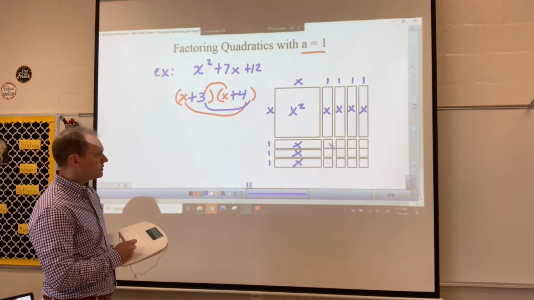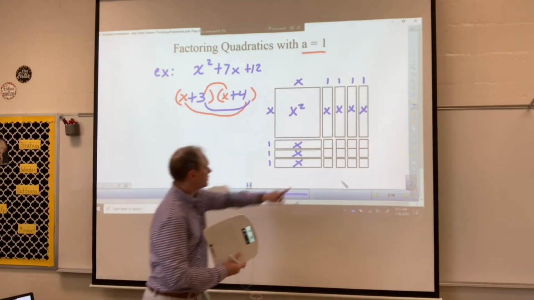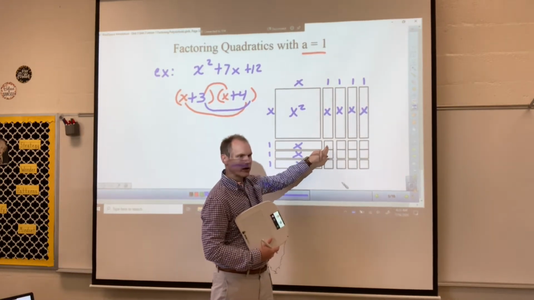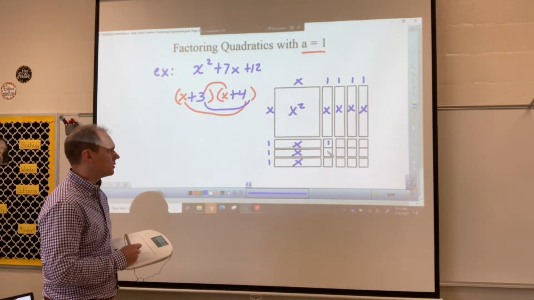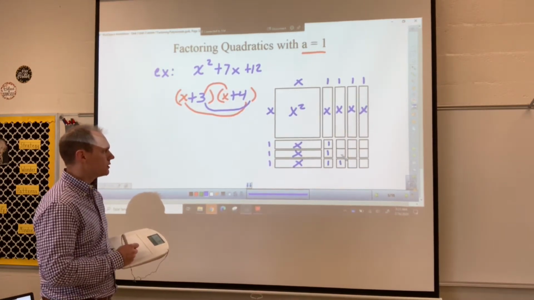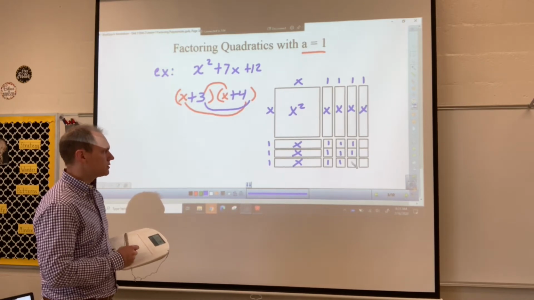And then all of these, this is a width of 1 and a length of 1. So all of these are 1 units. So this is just a 1, 1, 1. These are all 1s. How many 1s do you see there?